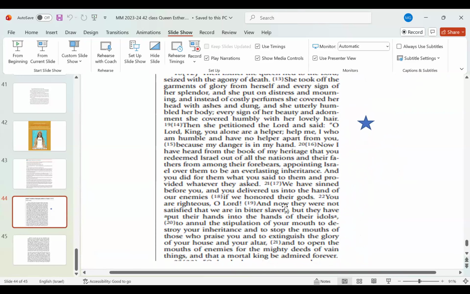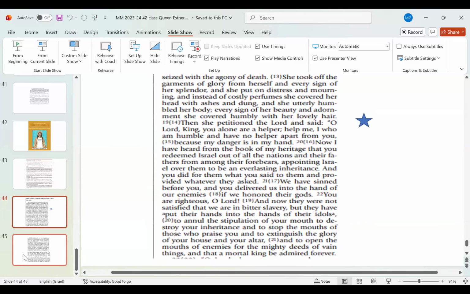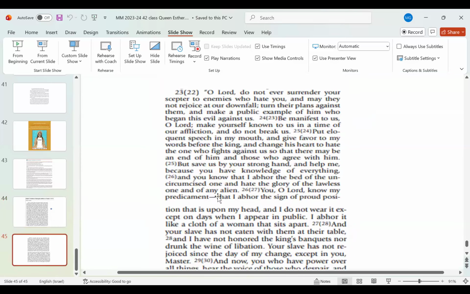All right, and it goes on and on. It's actually a fairly boring prayer. We have sinned. You've delivered us into the hand of our enemies, right? It's very long, right? It just goes on and on and on. And this is all an insert.